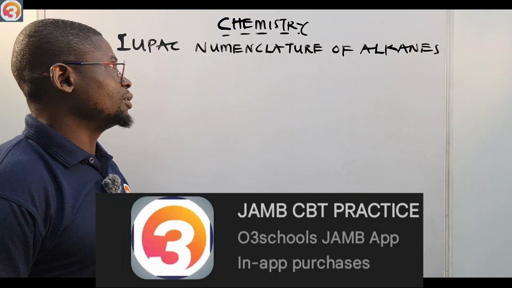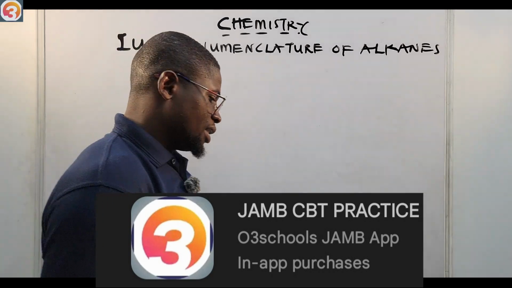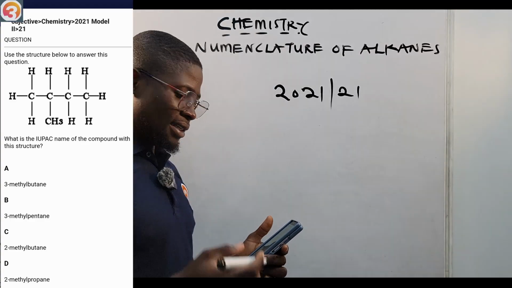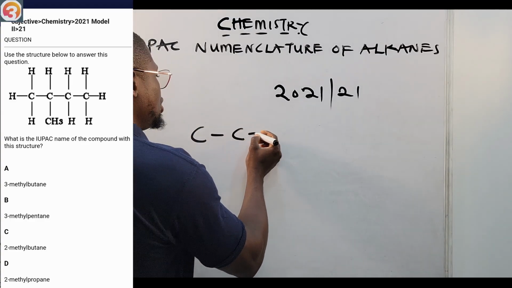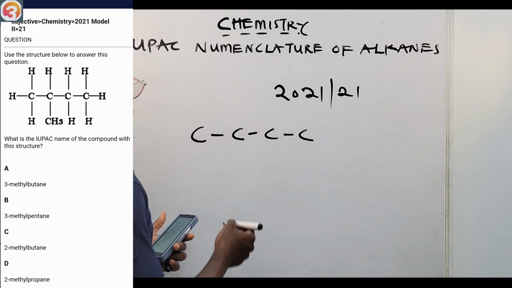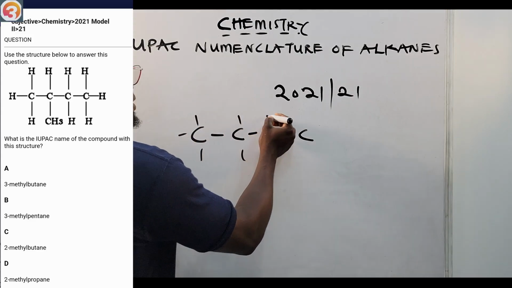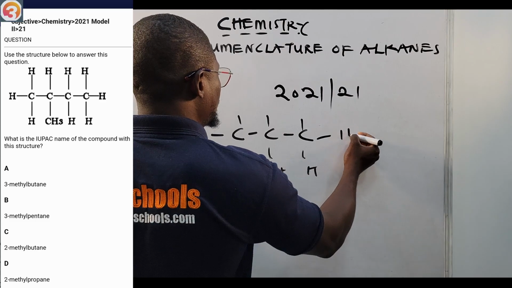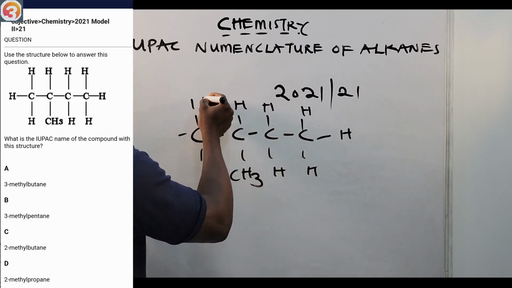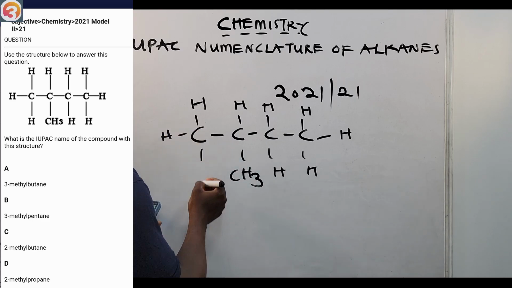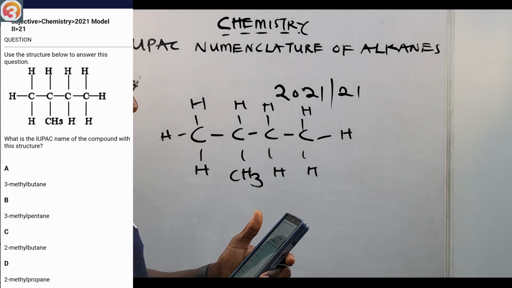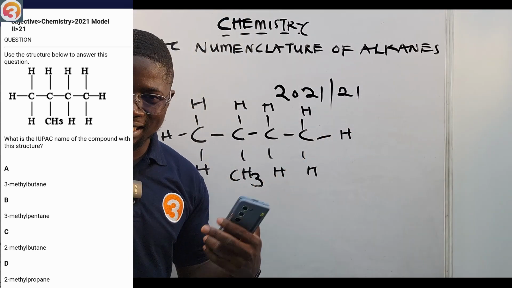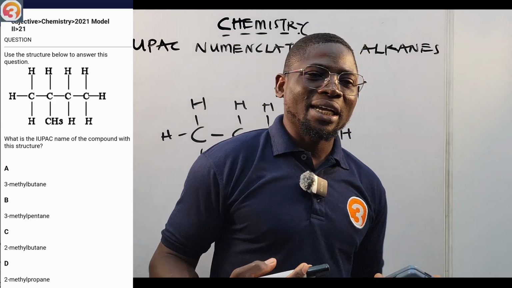But let us see a question from the O3 Schools Jamb app pertaining to the IUPAC nomenclature of alkanes. This is a 2021 question, number 21. We're given a compound with a methyl group here, and we're told to name it. Use the structure below to answer this question. What is the IUPAC name of the compound with this structure? This is what we are going to be talking about in this class, the IUPAC nomenclature of alkanes.